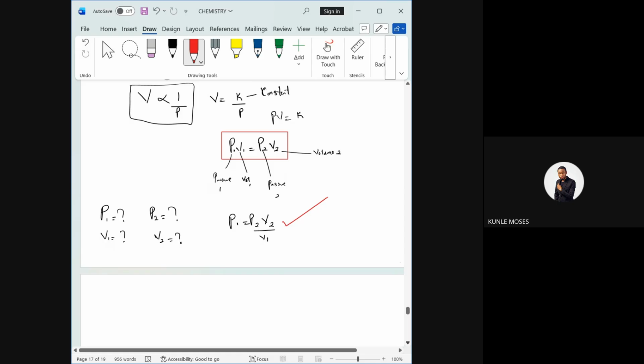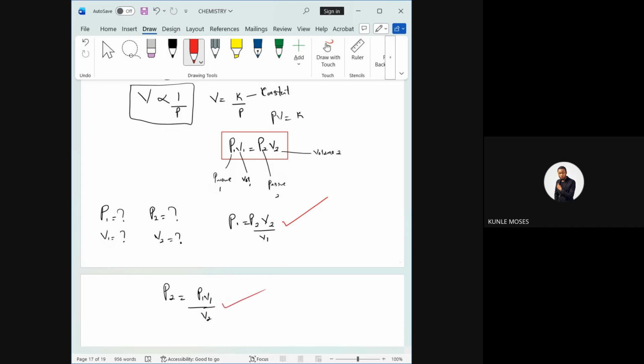Okay, P1. So let me pick another. So you said P2 is equal to P1 V1 over V2. Is that correct? P1 V1 over V2. Yeah, that's correct. So that's just how to apply Boyle's law.